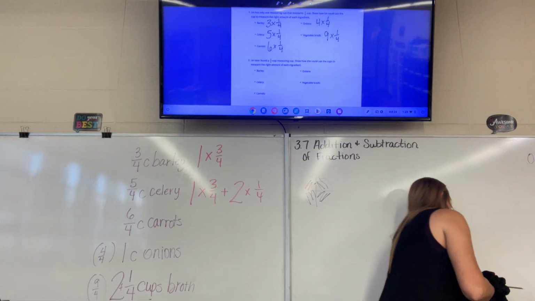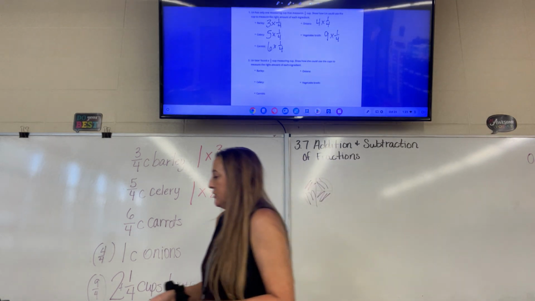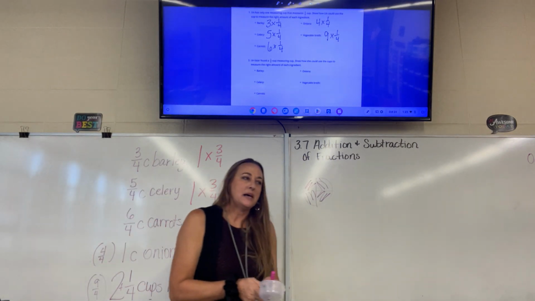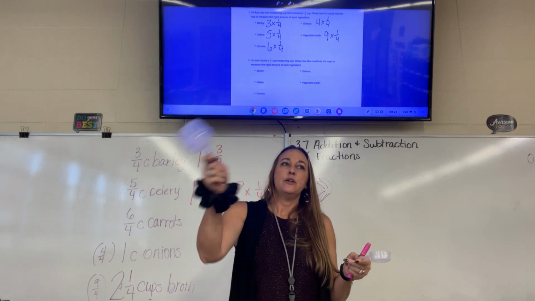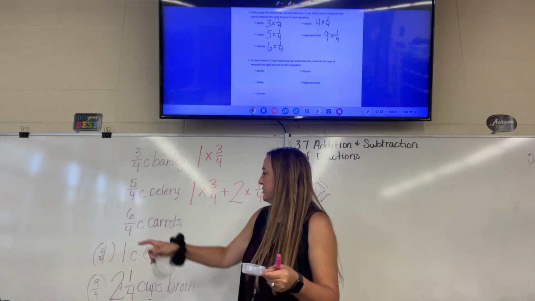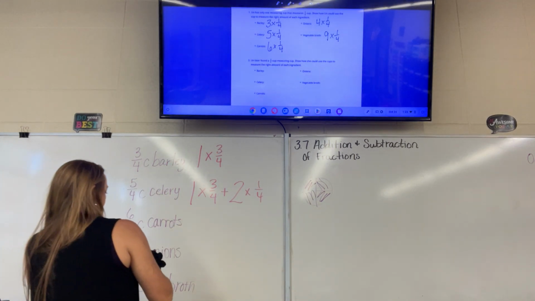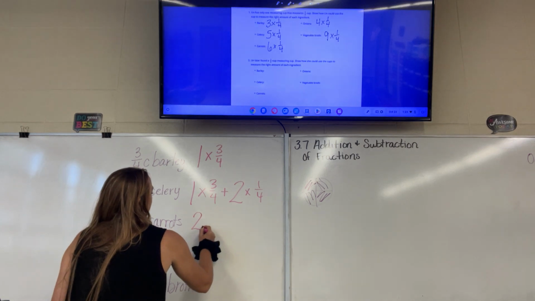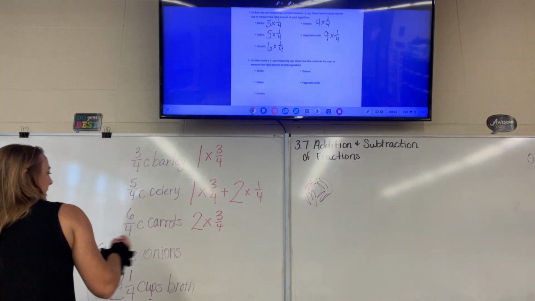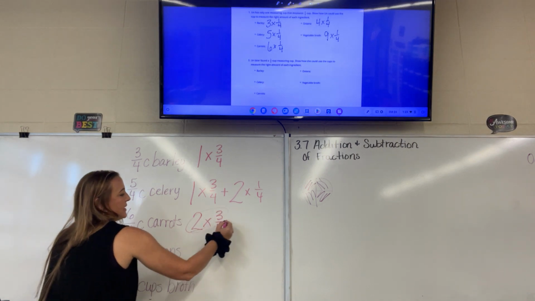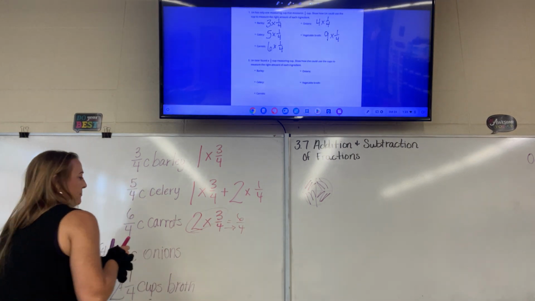Next, how can I make 6/4 using the fewest movements possible? Autrey? 3/4 twice. Here's my 3/4. 3 plus 3 equals 6, because it's just double. Exactly. So we're gonna do 2 scoopers of the 3/4, because like we learned yesterday, 3 times 2 equals 6, and the denominator stays the same. Okay.